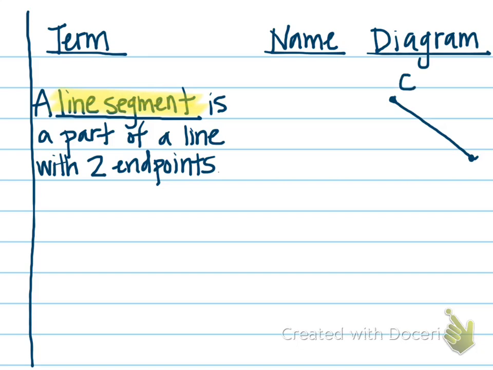So if we call this C and D, then this would be line segment CD or line segment DC. Again, the order of the letters doesn't matter. But when you're naming a line segment, you're going to put the two endpoints as the capital letters in the name. Above it, you would just put a line without arrows. So we could call this segment CD or segment DC.